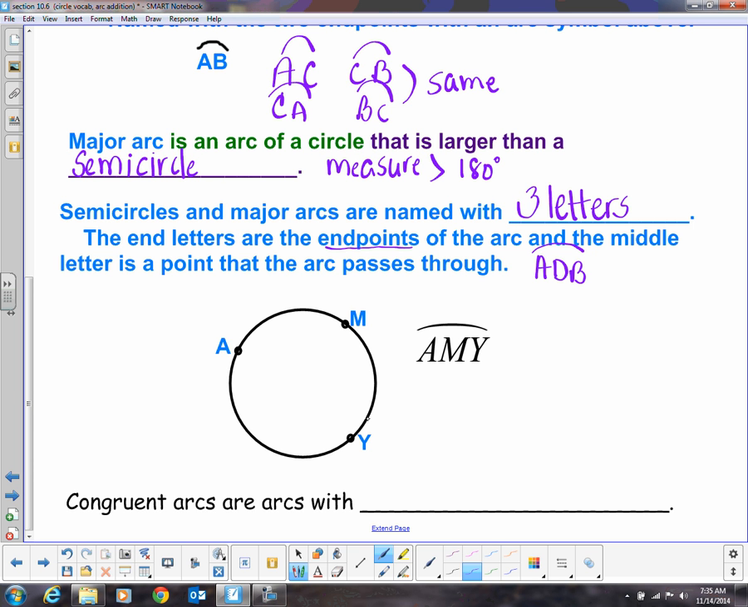Congruent arcs are arcs with equal measure.